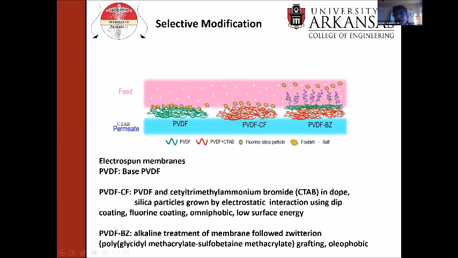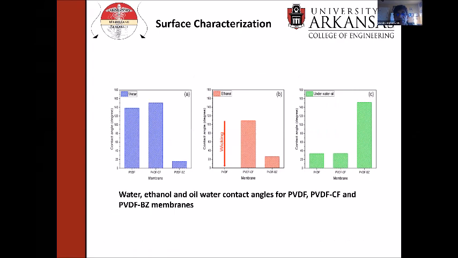And then the final membrane is our bilayer membrane. So we have PVDF on the top and PVDF with our surfactant CTAB at the bottom. The bottom layer has been coated with silica and fluorine, but now we modify the top layer, which is going to face the feed stream. And we do that by alkaline treatment and then grafting zwitterions from the surface. So the top layer now has a hydrophilic layer next to the membrane, and this is the surface that's going to face the feed stream. So it should reject oils. It should not allow oils to adsorb and should be oleophobic.